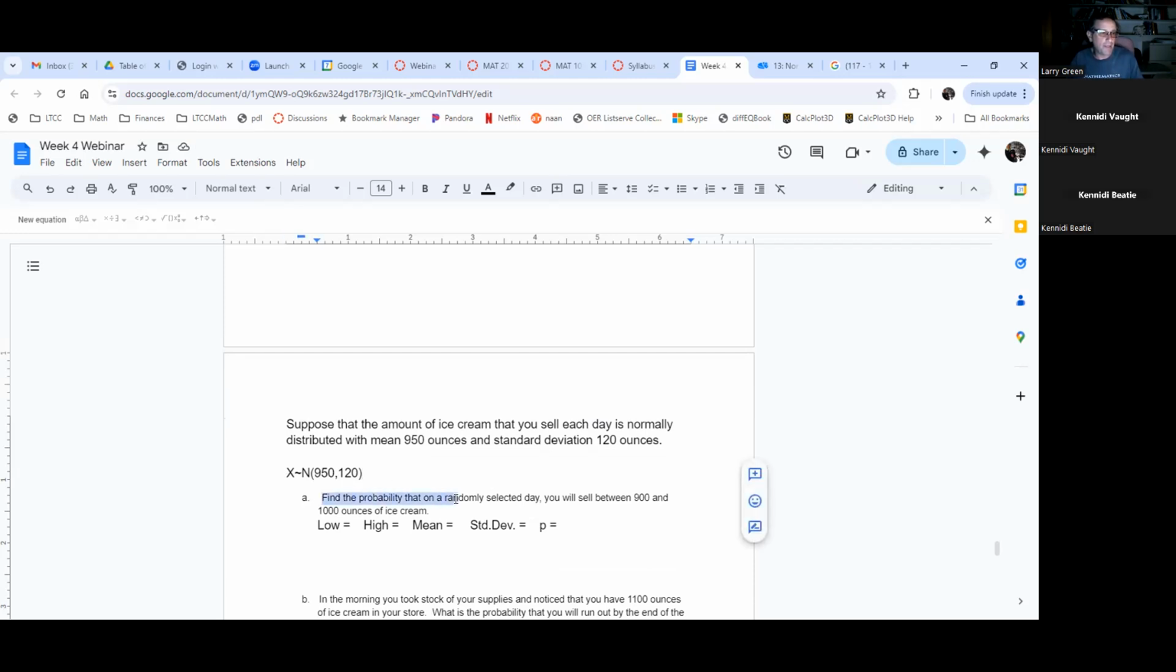Part A is find the probability that on a randomly selected day, you're going to sell between 900 and 1,000 ounces. So the low is 900. The high is 1,000. The mean is 950. And the standard deviation was 120. Any questions so far?